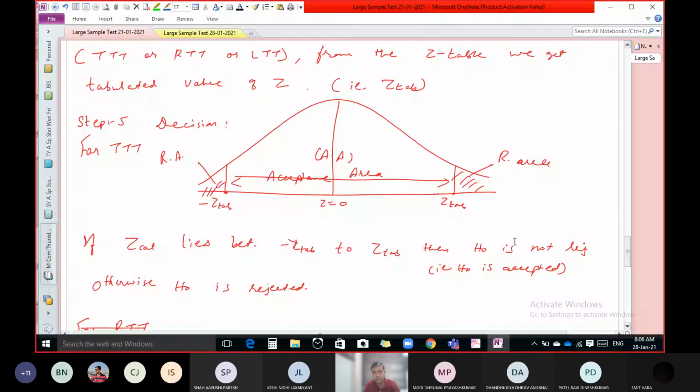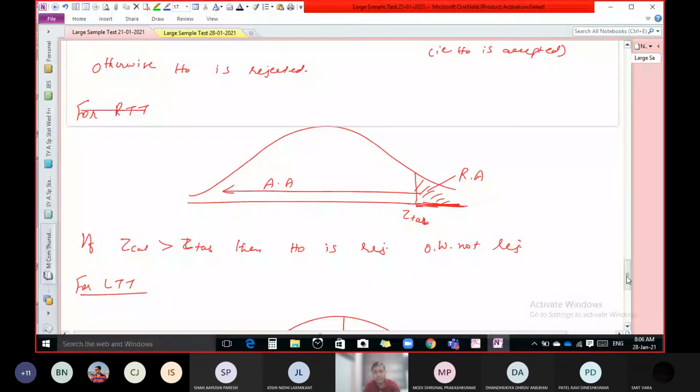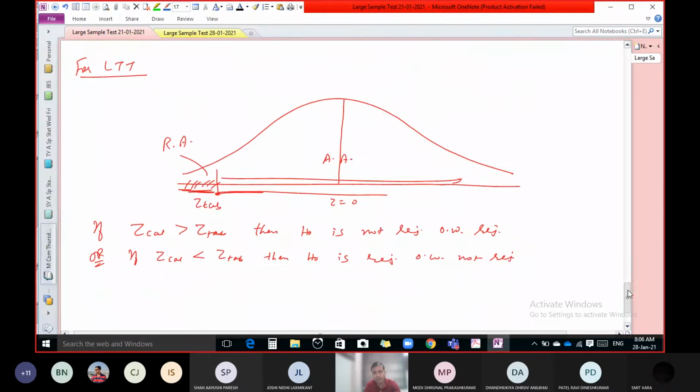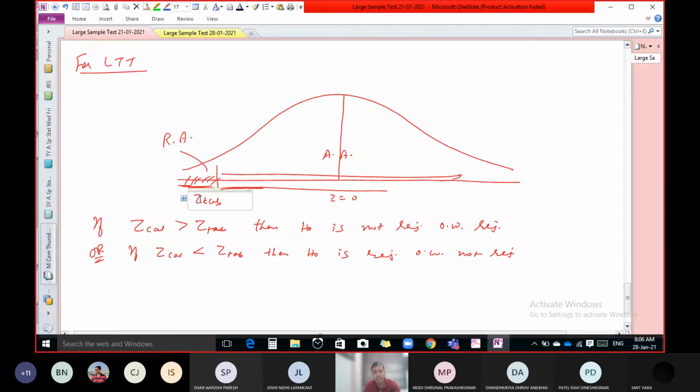Similarly, for a one-tailed test, for a right-tail test, we get a positive value of Z-tab, and if our Z-cal is less than or equal to that, then H0 is accepted, otherwise rejected. And for a left-tail test, the value of Z-tab is negative, and if the value of Z-cal is more than that, then it is accepted. If it is less than that, then it is rejected. So that is the procedure that we already discussed in our last lecture.